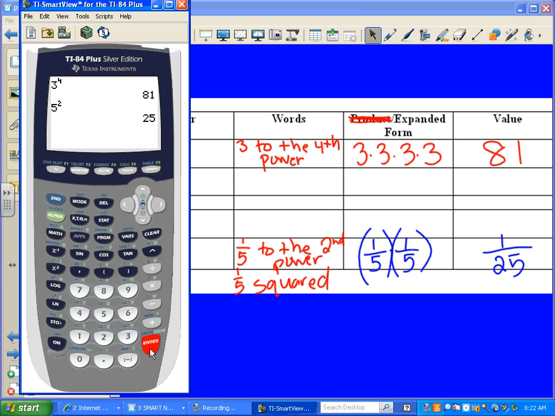No, that's the same. 5 squared is the exact same. You're good. Oh, I know, that's because that's an 83 and that's an 84.